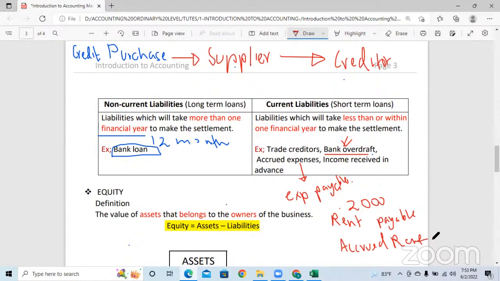Are you liable? Yes or no? Are you liable towards the building owner? Should you pay him? Yes or no? You're liable, right? Because of that only, you say it's a current liability. Until you make the payment, it's a liability towards us because we have already used the building. So that's why we say it's a current liability. Usually, guys, we have to settle it within 1 year.